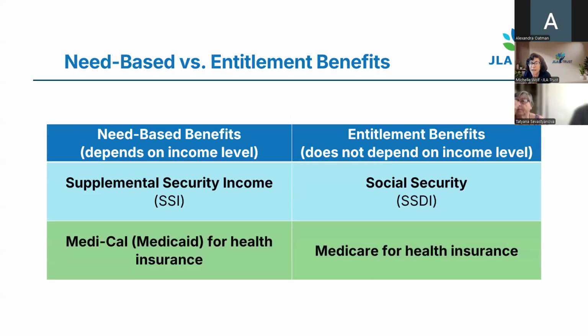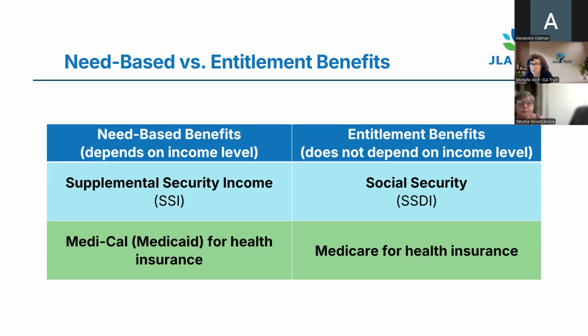So on the left-hand side of this chart, you see need-based benefits. That's where the government is going to look at the income level. And for all the parents out there, and I'm a parent myself of a 31-year-old son with pretty severe disabilities, you have to keep in mind they're looking at the income level only of the adult child over the age of 18. They're not looking at parents' income once the child is over the age of 18. So we're looking at Supplemental Security Income, known as SSI, and Medi-Cal. Medi-Cal is California's Medicaid program.